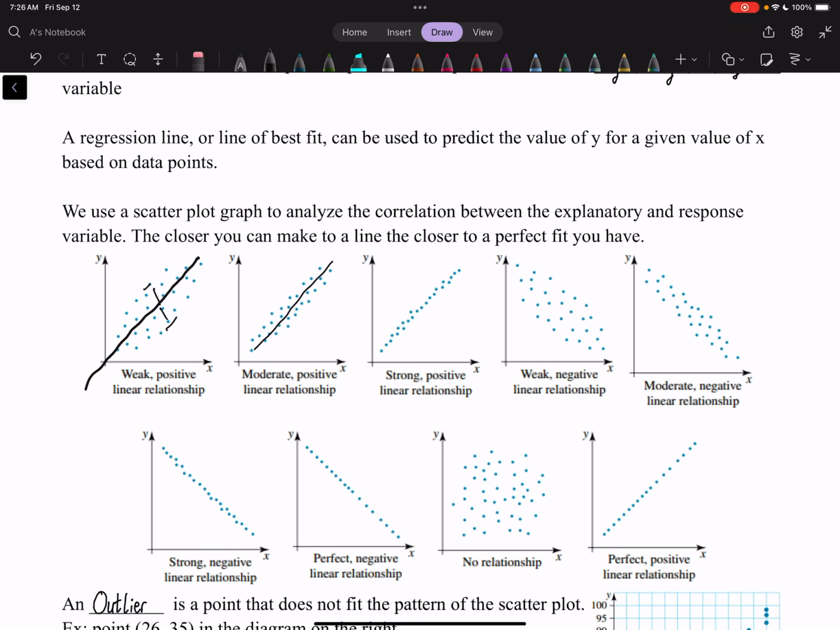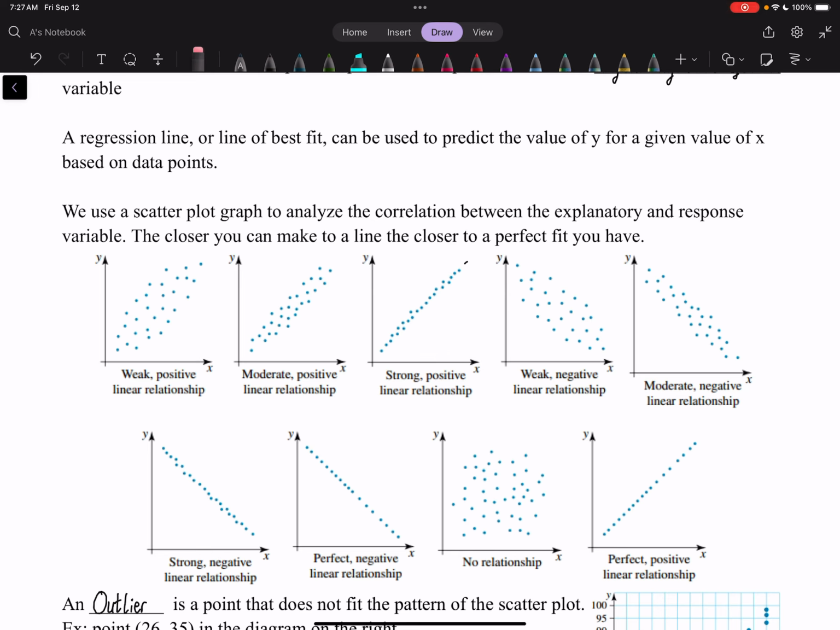Versus the second example, where they're close to the line, and the third example, they are extremely close to my line. A perfect one is a 1-to-1 ratio. Well, it doesn't have to be 1-to-1, but it has to be the same slope throughout to hit every point. Okay, that's what the relationships are.